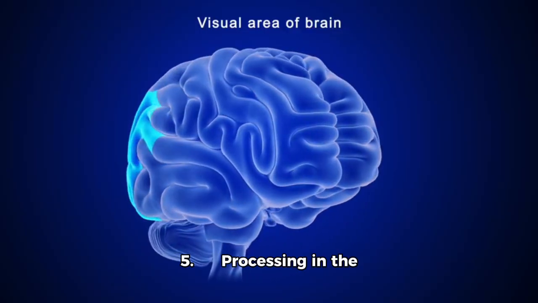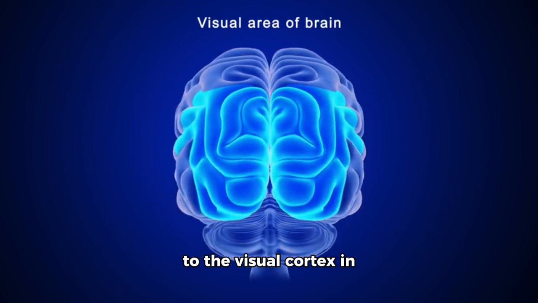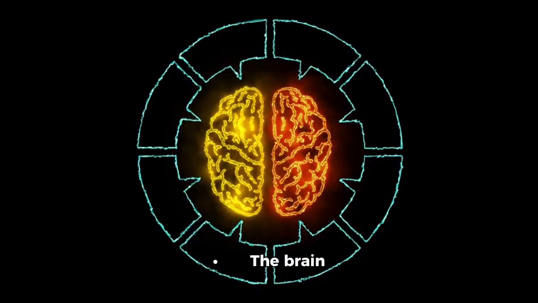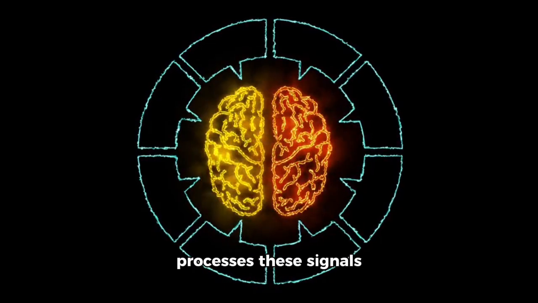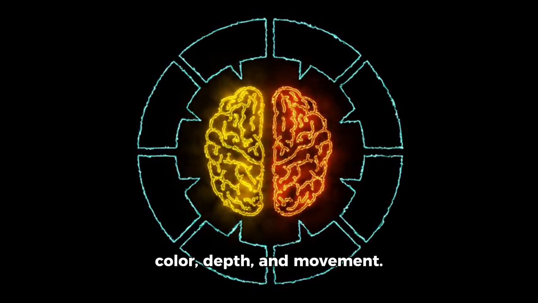5. Processing in the brain. The optic nerve sends signals to the visual cortex in the occipital lobe of the brain. The brain processes these signals into coherent images, interpreting brightness, color, depth, and movement.